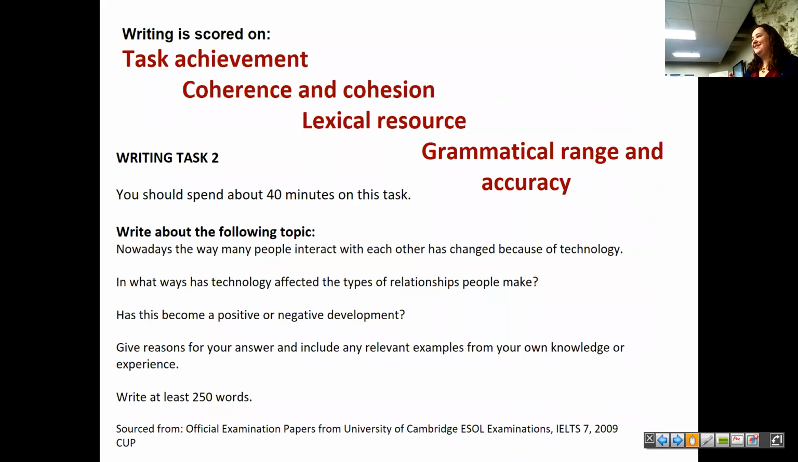Jack, can I have you read this one out loud? Would you read it out loud? The whole thing? Just writing task two, just the task, yeah. Like the assignment? Yep. The slide, okay.